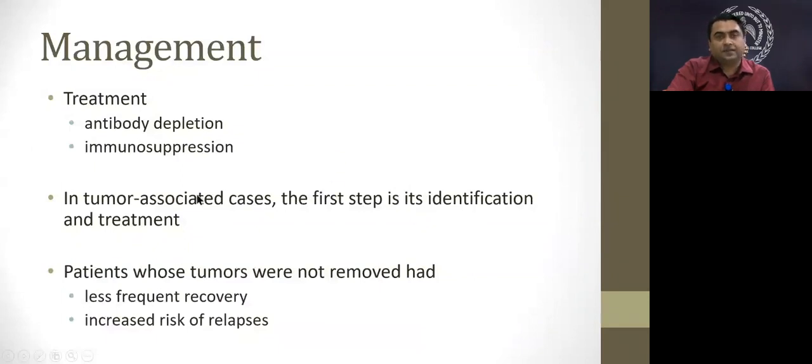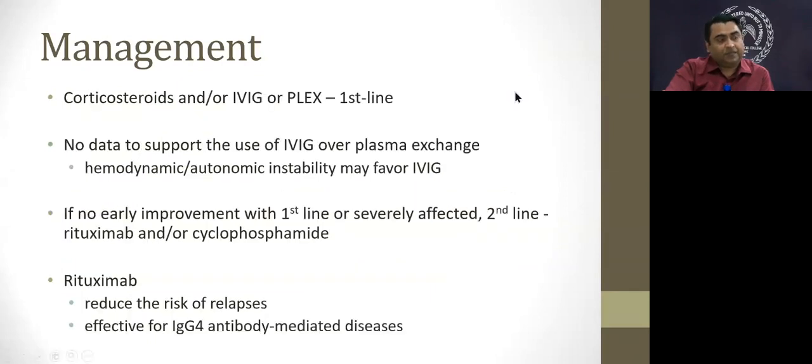Management, as already mentioned for each of the encephalitides that we discussed: the principles are antibody depletion and immunosuppression. In tumor-associated cases, the first step is to identify and treat the tumor. The patients whose tumors were not removed had less recovery and an increased chance of relapses as well. So the treatment in almost all these cases would be corticosteroids initially, with or without IVIG depending on the situation, and IVIG or plasmapheresis we consider as first line.